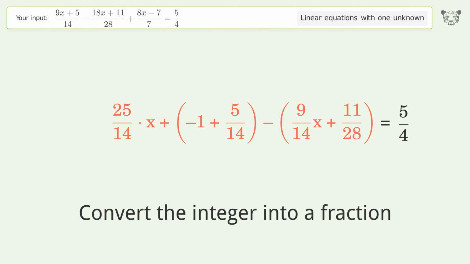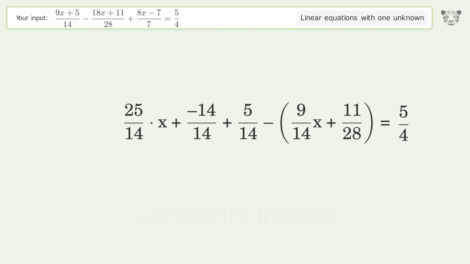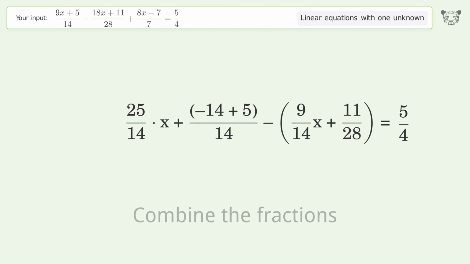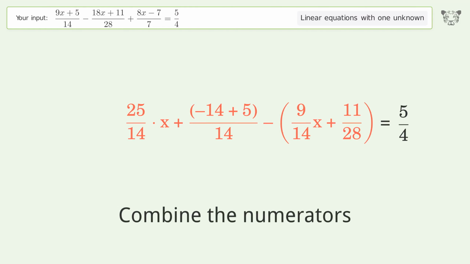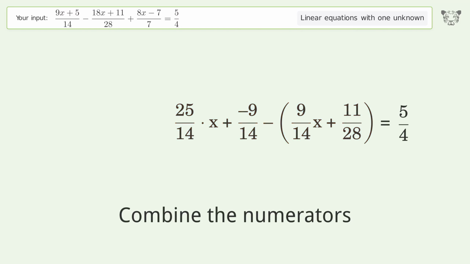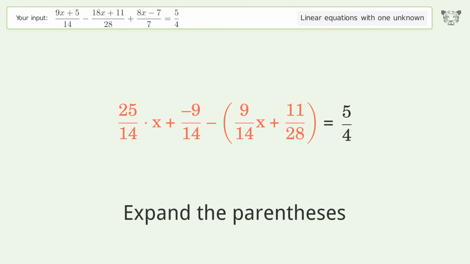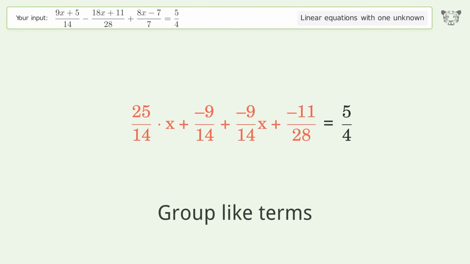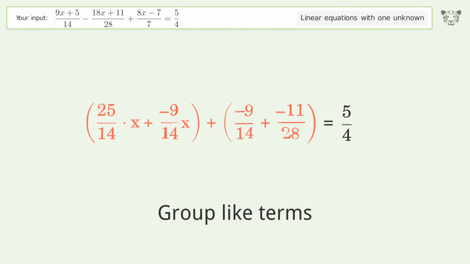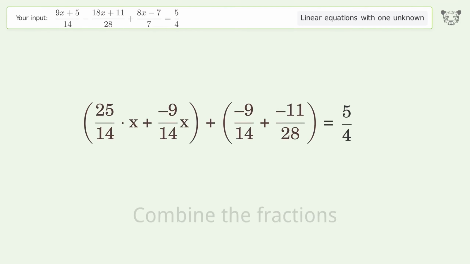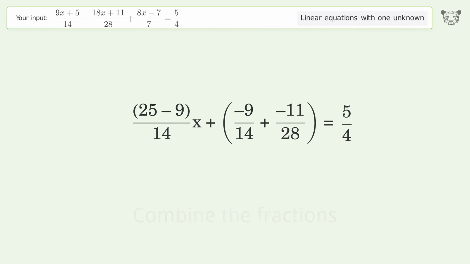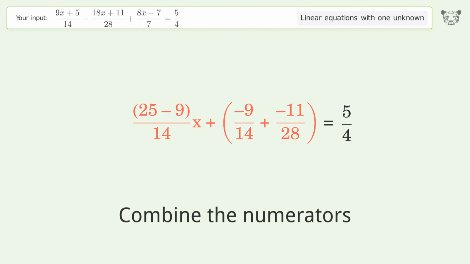Convert the integer into a fraction. Combine the fractions. Combine the numerators. Expand the parentheses. Group like terms. Combine the fractions. Combine the numerators.